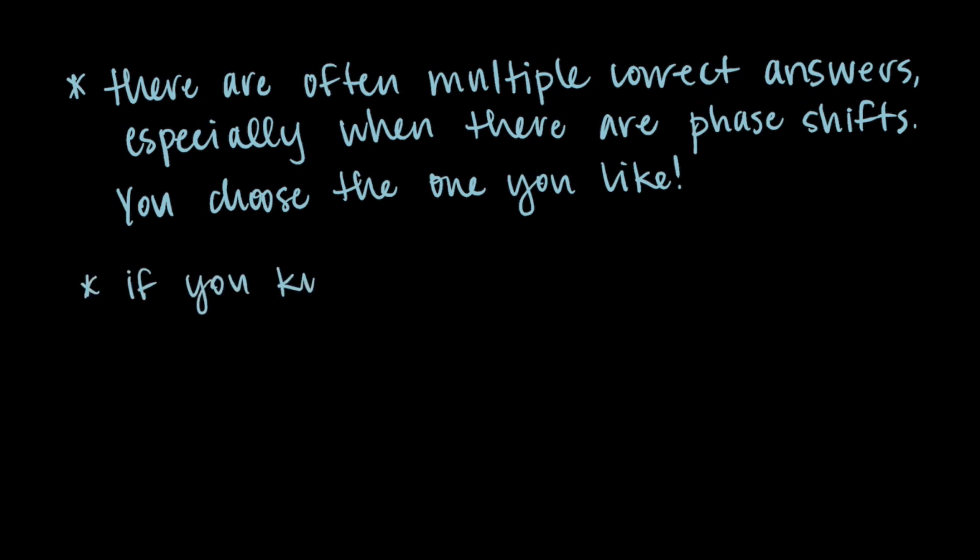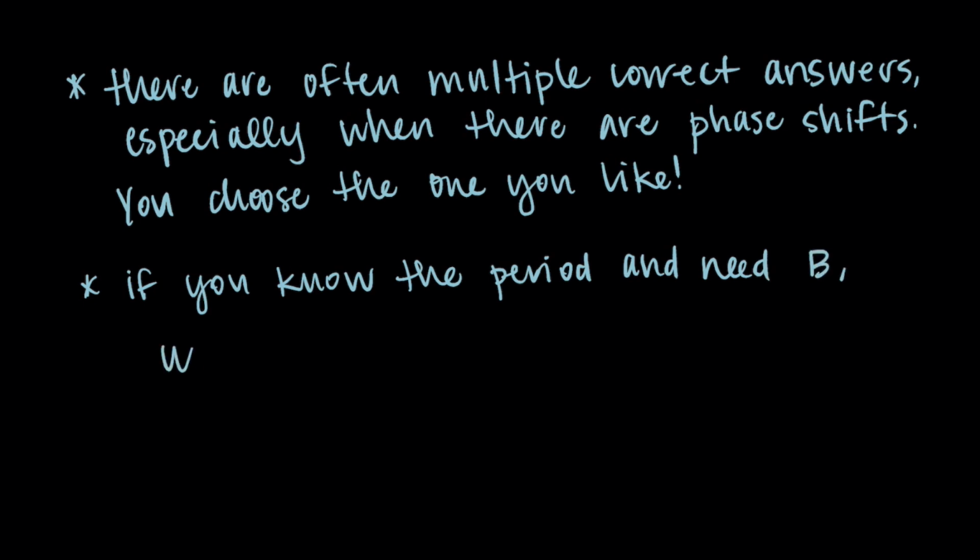Then the last thing is a reminder that if you know the period and you need to figure out the b value for the transformation, you should use that b is equal to 2 pi over the period.